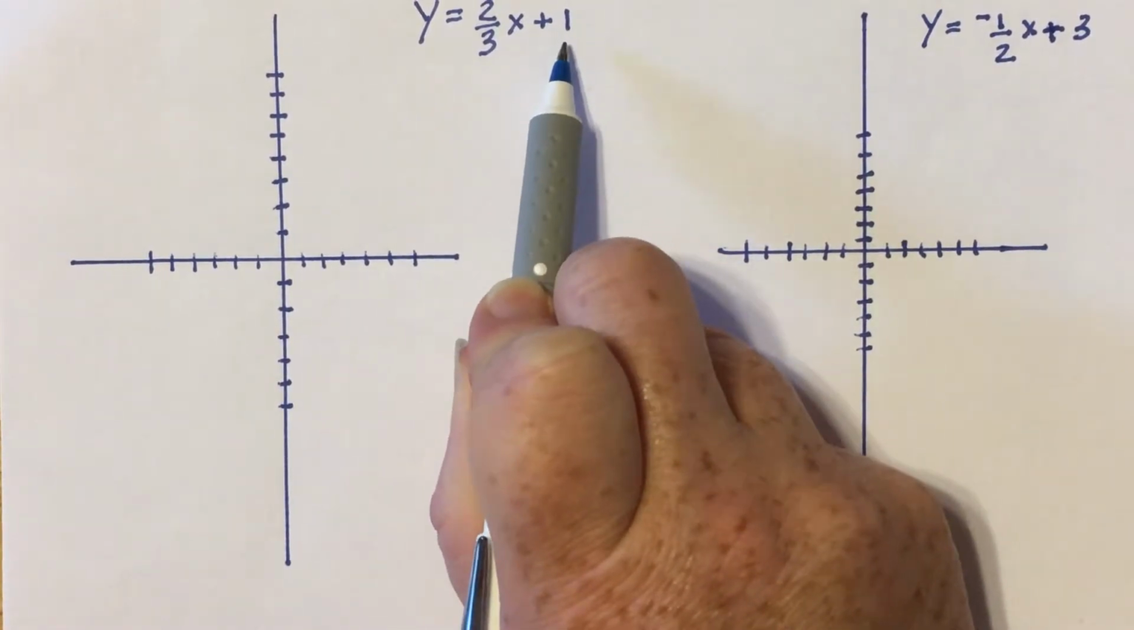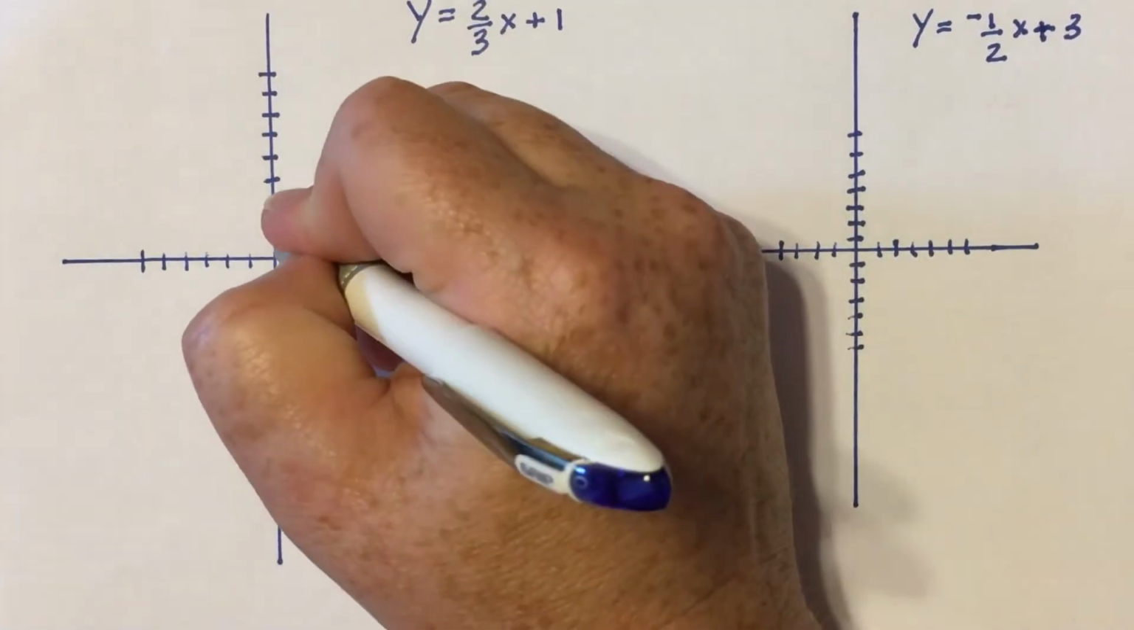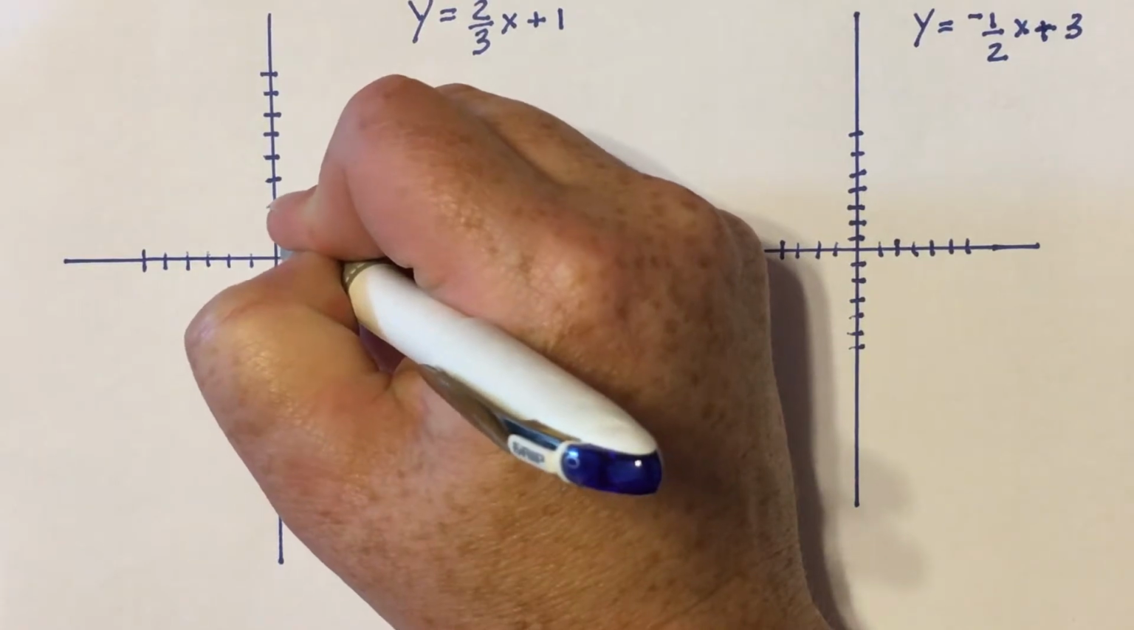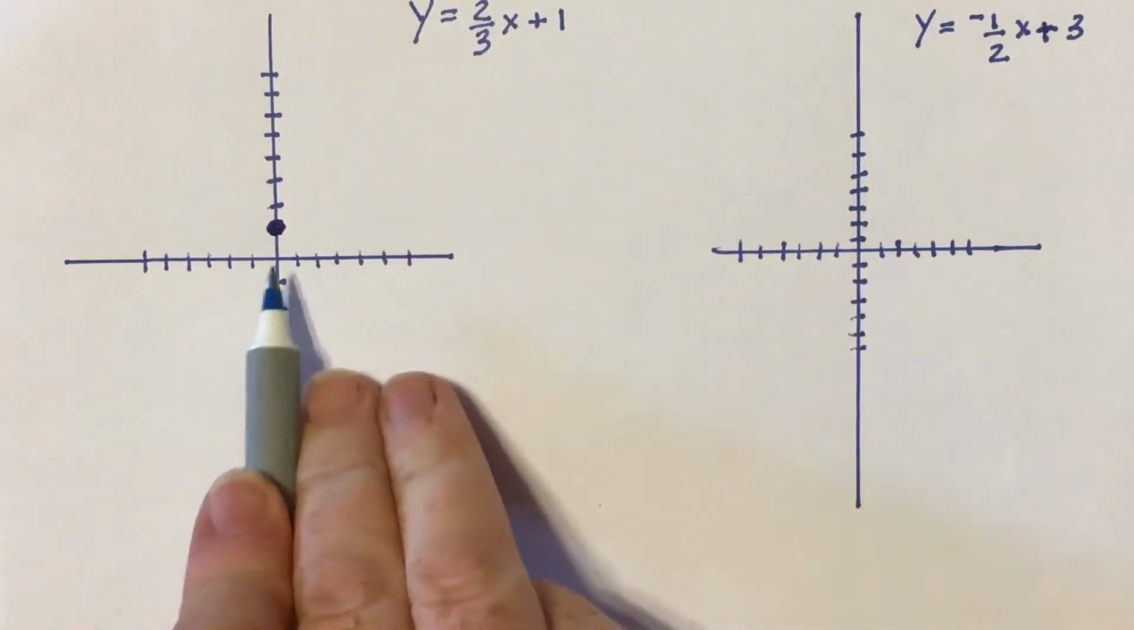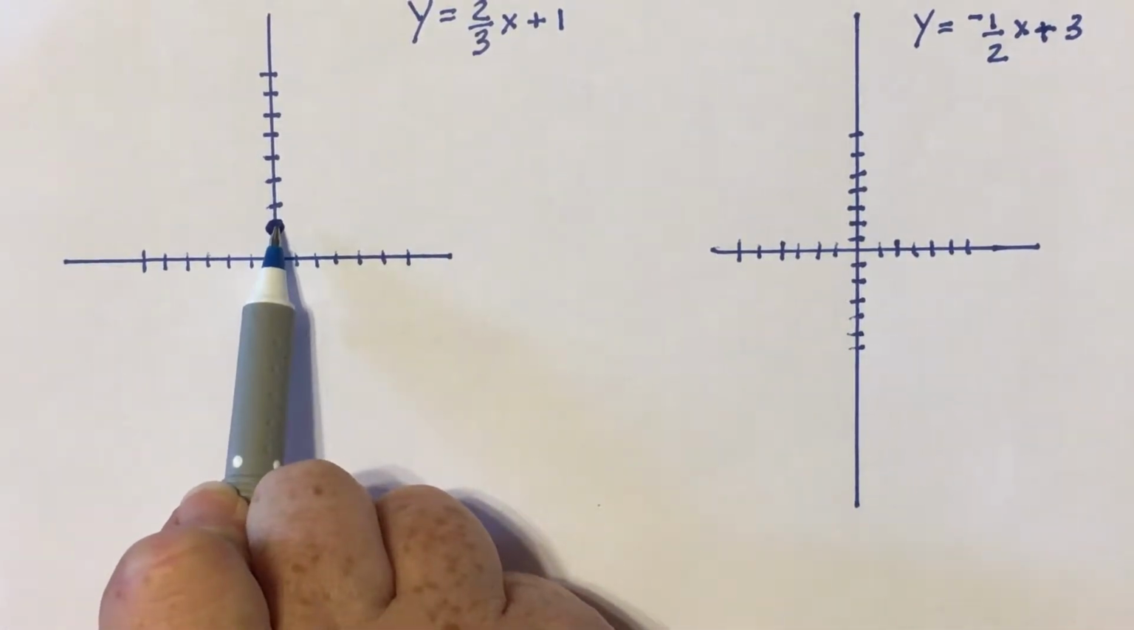This number here is your y-intercept. So we're going to start with a positive 1. Now the y-axis is on the vertical portion. So I go where y equals 1.